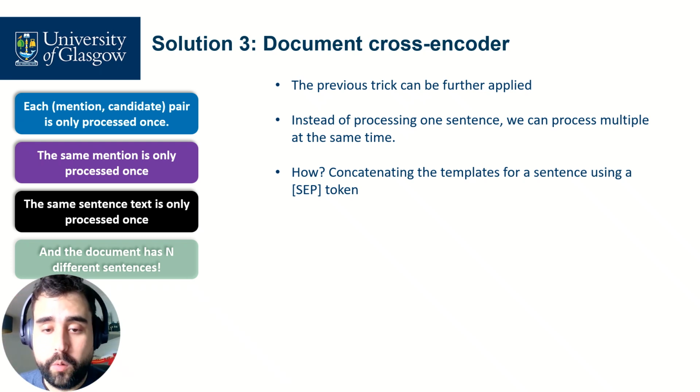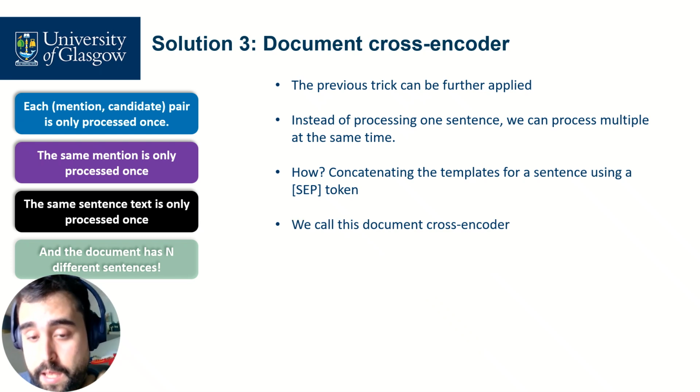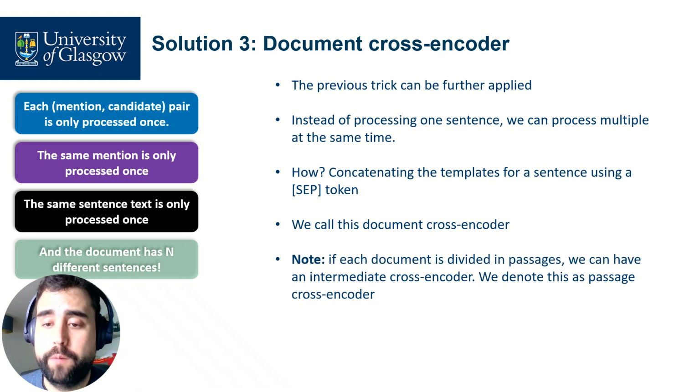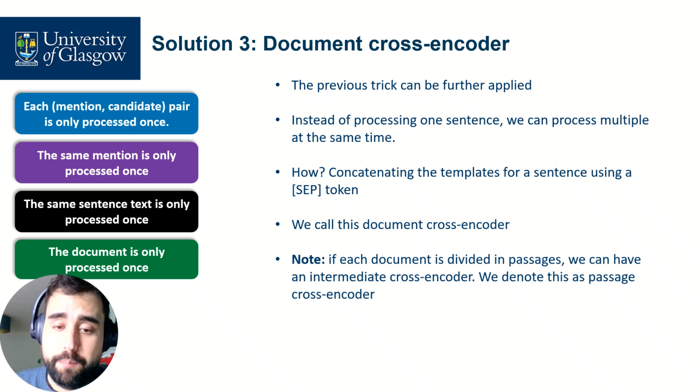In the most extreme case, where we are passing the whole document in a single call, we might call this a document cross-encoder. But of course, we can have different subdivisions of a text. We might have a document divided in passages or in paragraphs or something along those lines. And in this case, we can create intermediate cross-encoders that take just a reduced number of sentences. And with this, if we apply the document cross-encoder, each document is only passed once to the cross-encoder in both training and inference, which reduces notably the number of calls to a cross-encoder.